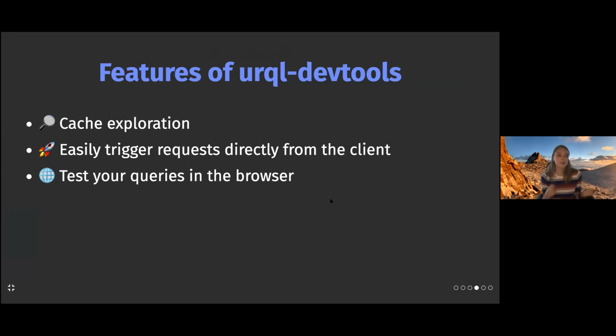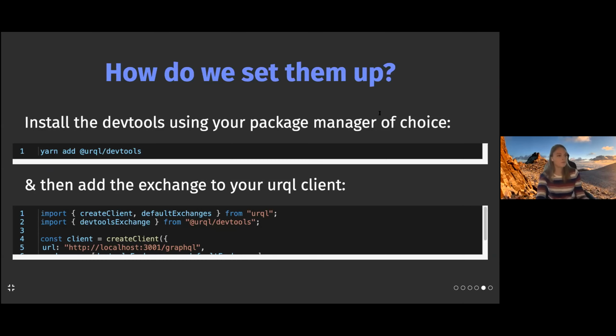You can actually trigger requests directly from the client. So instead of switching back and forth between the graphical playground that we might all be familiar with, you can actually do it directly from the DevTools, which is, I think, a pretty handy feature. And obviously you can test your queries right in the browser just the same way. So you have a lot of features right out of the box, and the installation, as long as you have an urql server already installed, is actually very straightforward.